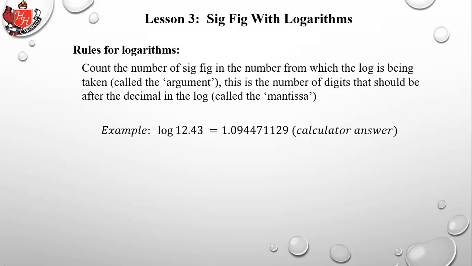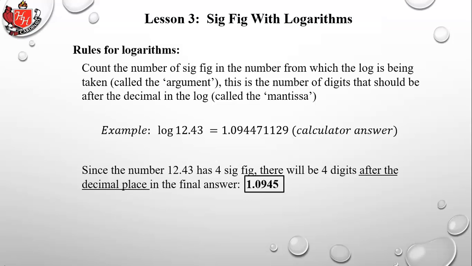Okay, example, the log of 12.43. If you did that on your calculator, you'd get that big long number there. Now you see that there are 4 significant figures in 12.43. What that means is that you should have 4 digits past the decimal point, not 4 significant figures. Since the number 12.43 has 4 sig fig, there will be 4 digits after the decimal place in the final answer. So there's the final answer, 1.0945. You'll notice that's 5 significant figures, but that's not the issue. The issue is you want to go 4 places past the decimal point, and that's based on 4 significant figures in the original number 12.43.